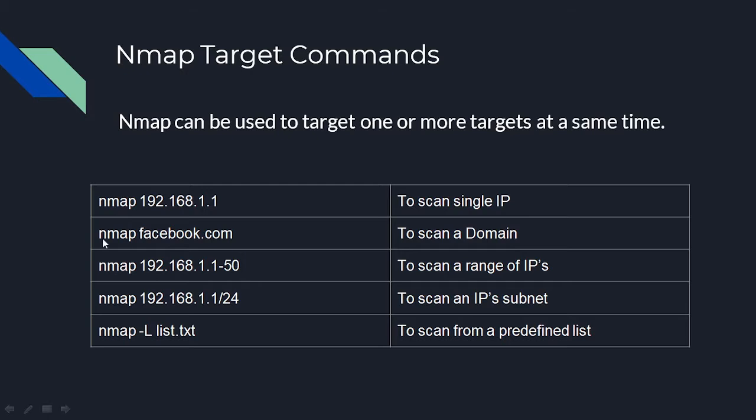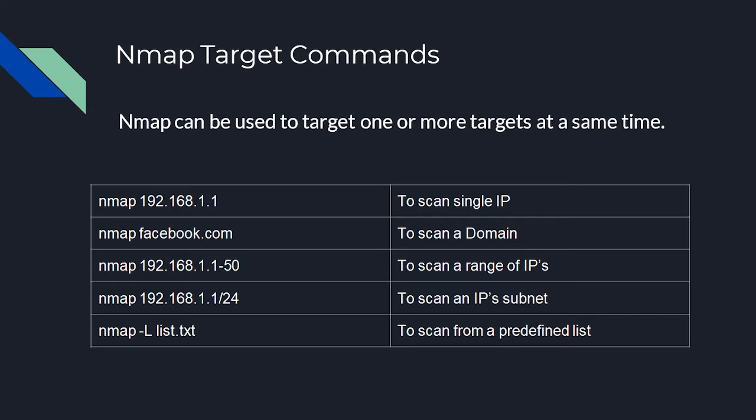The second command is nmap facebook.com. So you can also scan a domain name in order to get the open ports and the service information on that domain. And the third one is if you want to scan a range of IPs. For example, if you're working in an organization, you will have many IP addresses. If you want to scan all those IP addresses at the same time, you have to implement this command. And the fourth command is used to scan the subnets of the IP address. The command for that is nmap your IP address /24.